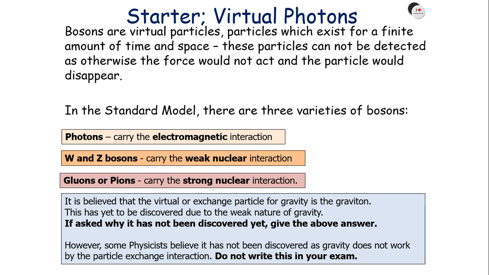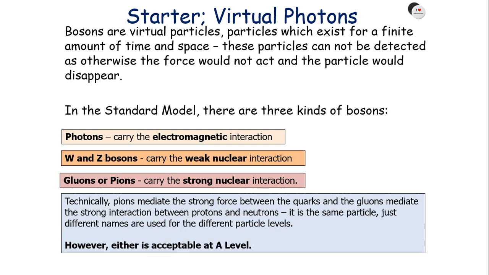However, some physicists believe that this is because gravitons don't actually exist, because gravity doesn't work via a particle exchange interaction. It might work by something else. Now, technically, another name for a gluon is a pion, because we say that the gluon mediates the strong interaction between the particles, so protons and neutrons, but we say a pion mediates the strong force between the quarks that make up a particle. So it's just a different name for the same exchange particle.